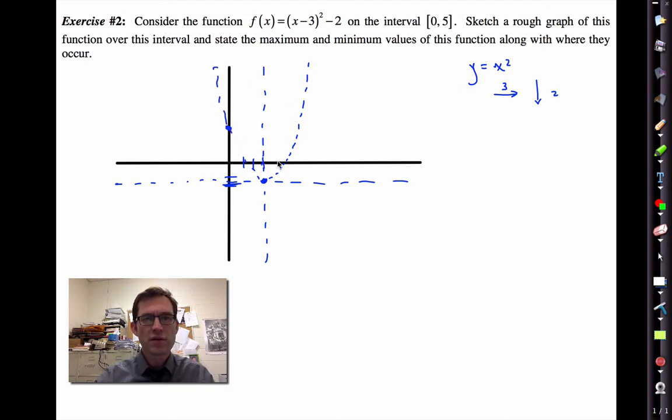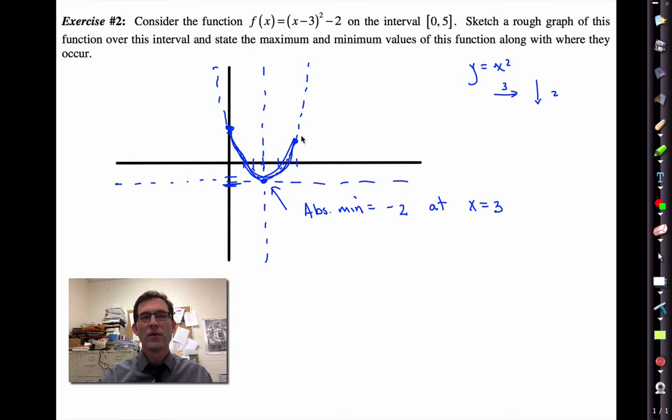All right, because I want to go 0 to 5. So 0, 5. Now this may not be the best graph, but it's not bad. And one thing we can definitely tell is that my absolute minimum occurs down there. Now, what is that equal to? Well, it's equal to -2 at x equals 3.